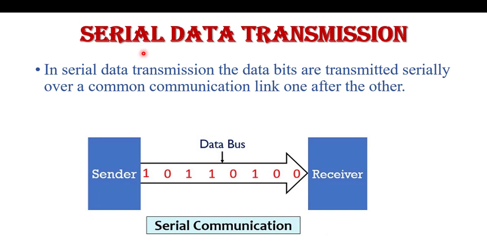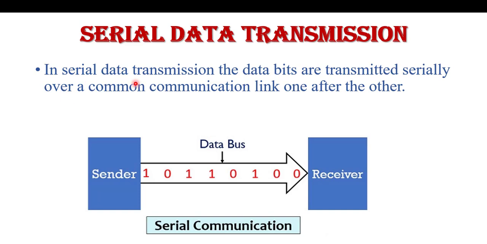When we are talking about communication between two components, we say that one component is sending the data and another component is receiving the data. This exchange of data between two devices is called data transmission or data communication. There are two ways of transmitting the data: the serial data transmission technique and the parallel data transmission technique. So, what is serial data transmission?